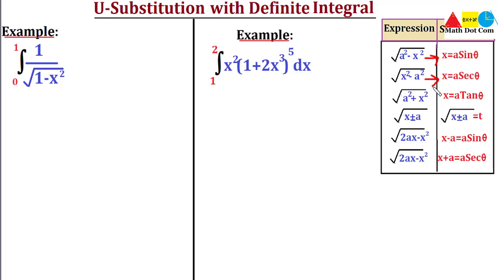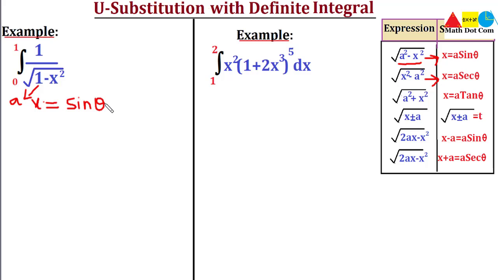So let's start with example number 1. Here we have 1 over under root 1 minus x square. Now let's see which substitution is suitable to solve this integral. It is exactly substitution number 1, where we have a square minus x square, and a is a constant. So here we have the constant 1, so it means 1 minus x square. So we can make the substitution x is equal to a sine theta. As the value of a is 1, we can write it as x is equal to sine theta. This is the substitution that we have to make in this kind of integral.